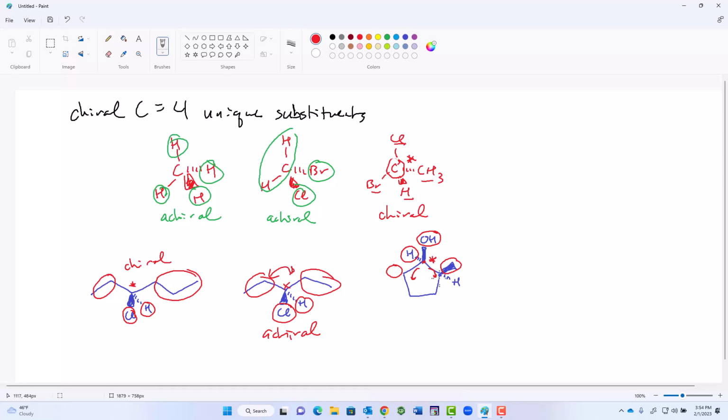And if you're examining this structure, you would see that this carbon is also chiral. So both of these would be chiral carbons, and would include chiral points throughout the molecule.